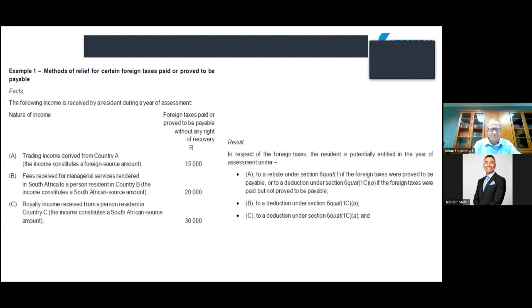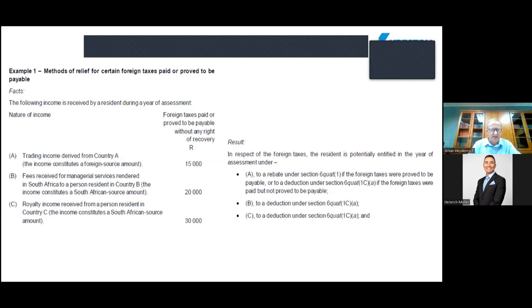So under A, because the income is from a foreign source, you can potentially qualify for a rebate, not a deduction. B, fees received for managerial services rendered in South Africa to a person resident in country B, the income is South African sourced income. So under B, you do not get a rebate. You can only potentially qualify for a deduction.